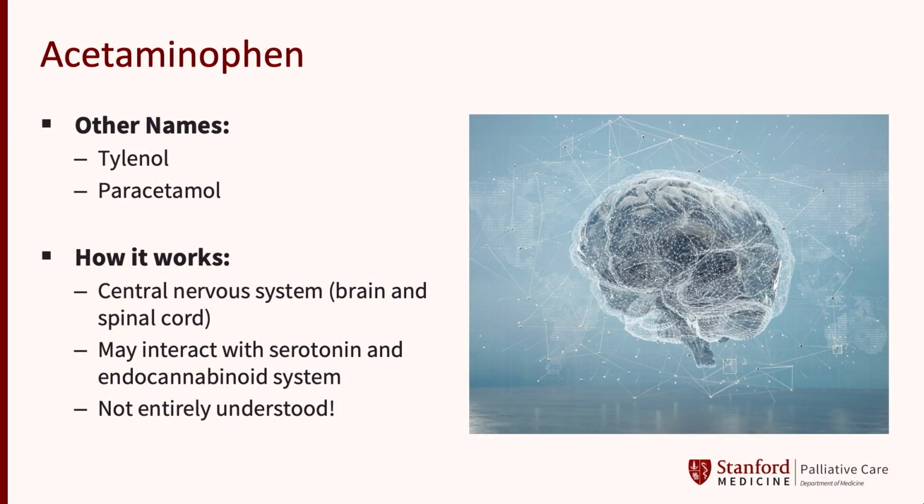So let's start with acetaminophen. You may know this as Tylenol, or some people know this as paracetamol. How does Tylenol work? Well, we actually don't fully know, even though it's a common over-the-counter medication. We do think that it works somewhere in the central nervous system, meaning in the brain and spinal cord. We think it may interact with the serotonin system or something called the endocannabinoid system. Yes, that's related to cannabis products, but it's really not entirely understood.